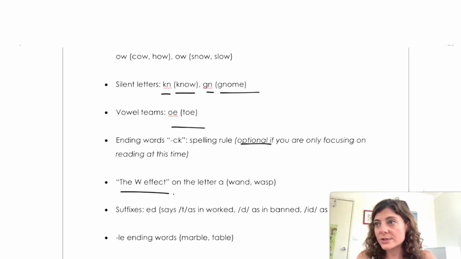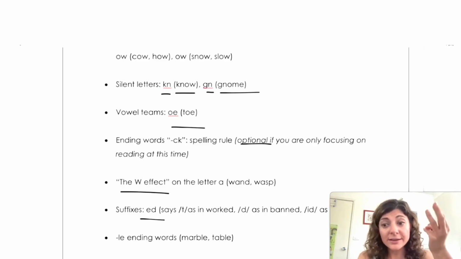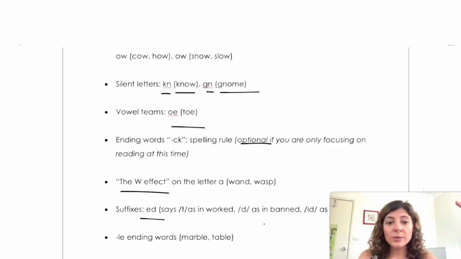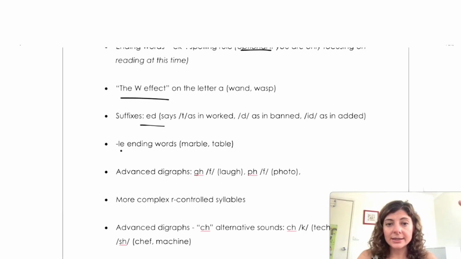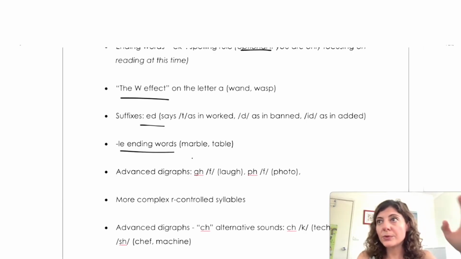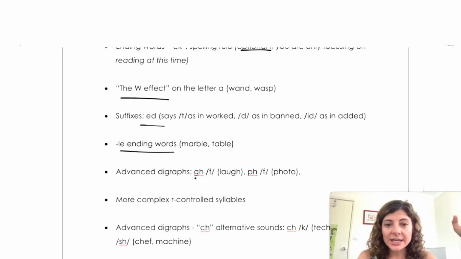We have it in words such as want or wasp. The ED suffix. As you may already know, we have 3 different sounds for this suffix, and this is one of those very reliable rules that we want to teach our kids. Then we move on to LE ending words, as in marble or table. Advanced digraphs, the GH digraph and the PH digraph for the F sound.